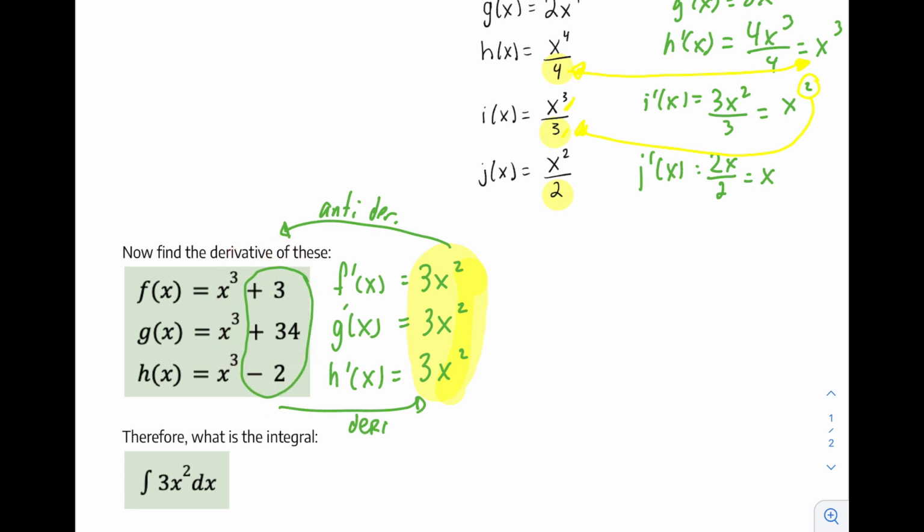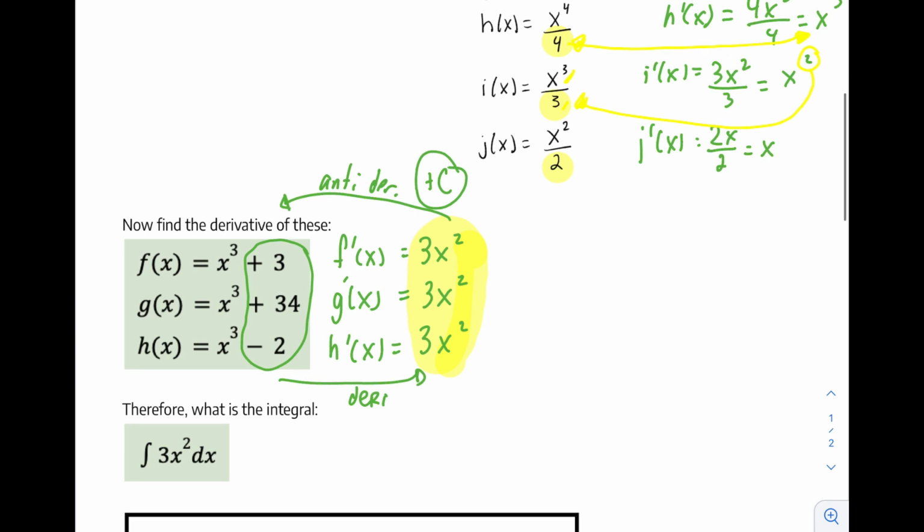Therefore, every time we find an antiderivative, we're going to add this plus c, which accounts for this value here. And eventually we're going to find what this plus c value actually is equal to. But for right now, every time that we find an antiderivative, we need to add plus c to represent a potential number that could be added or subtracted to our original functions.